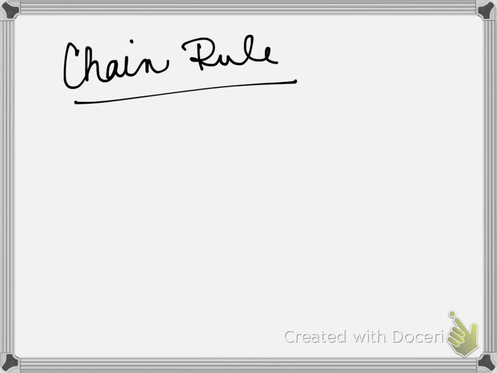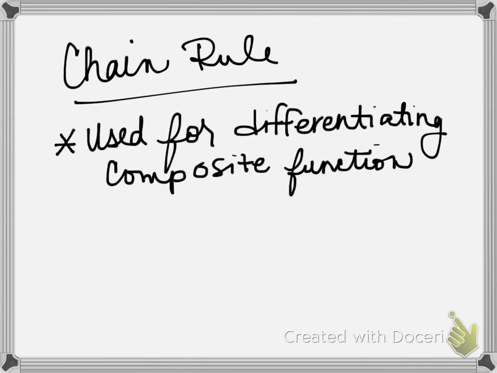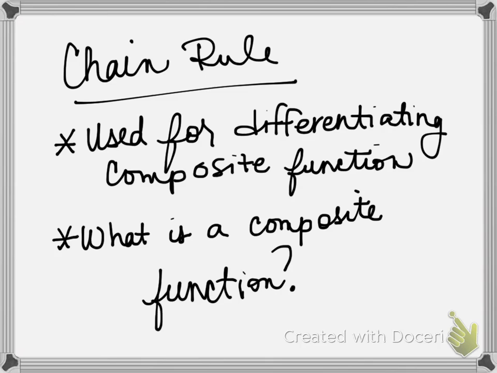Here's a recap of the chain rule from your textbook. We use the chain rule when we want to differentiate composite functions. So we'll go over what a composite function is. You need to be able to recognize what a composite function is. That's part of the difficulty, deciding when we need to use the chain rule. So let's do an example.